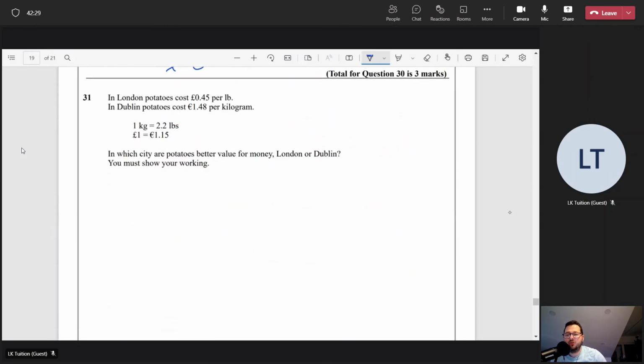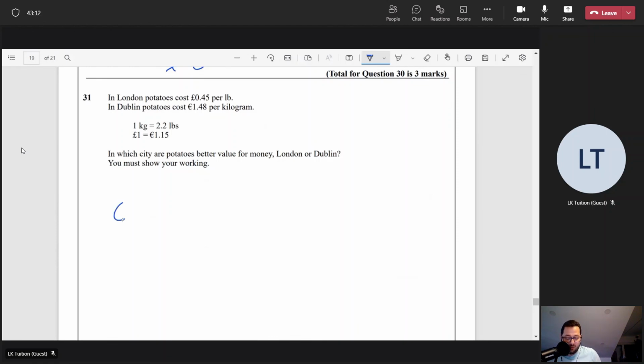Okay, number 31. In London, potatoes cost £0.45 per pound. And in Dublin, potatoes cost €1.48 per kilogram. 1 kilogram is 2.2 pounds, and £1 is €1.15. In which city are potatoes better value for money, London or Dublin? Okay, so let's think about it: we want the units to match, don't we? So in London, it's £0.45 per pound. So let's just keep that the same. And if we can make Dublin match up with pounds, we'll be able to get the right answer.